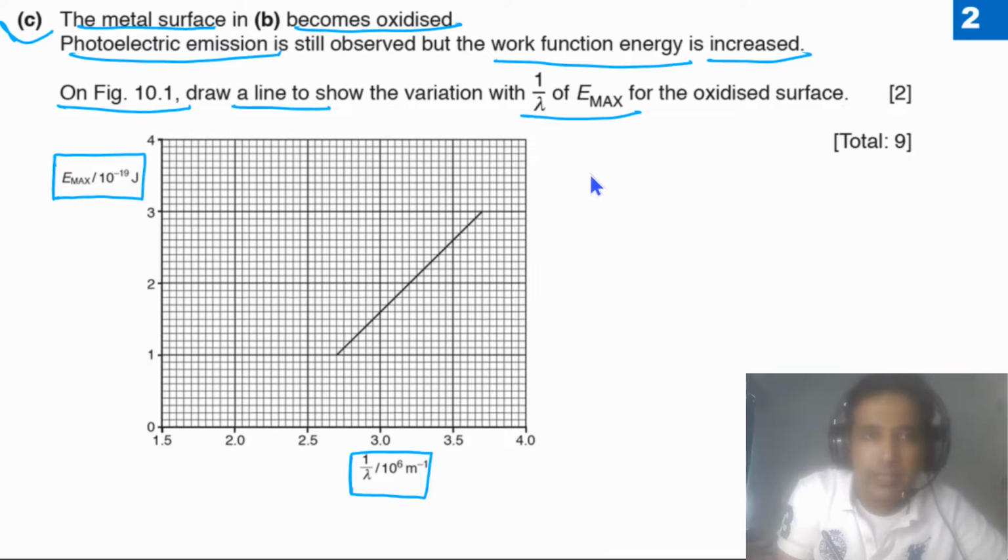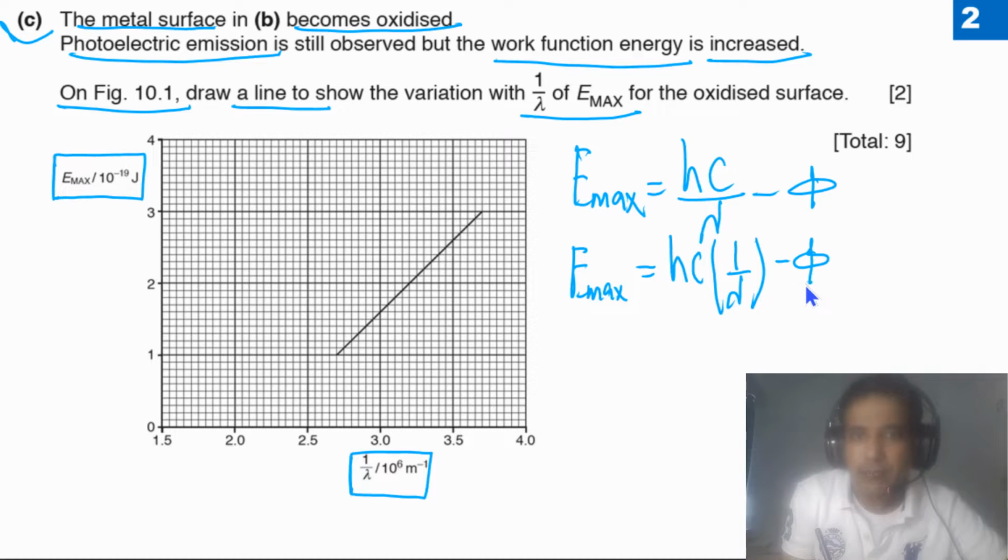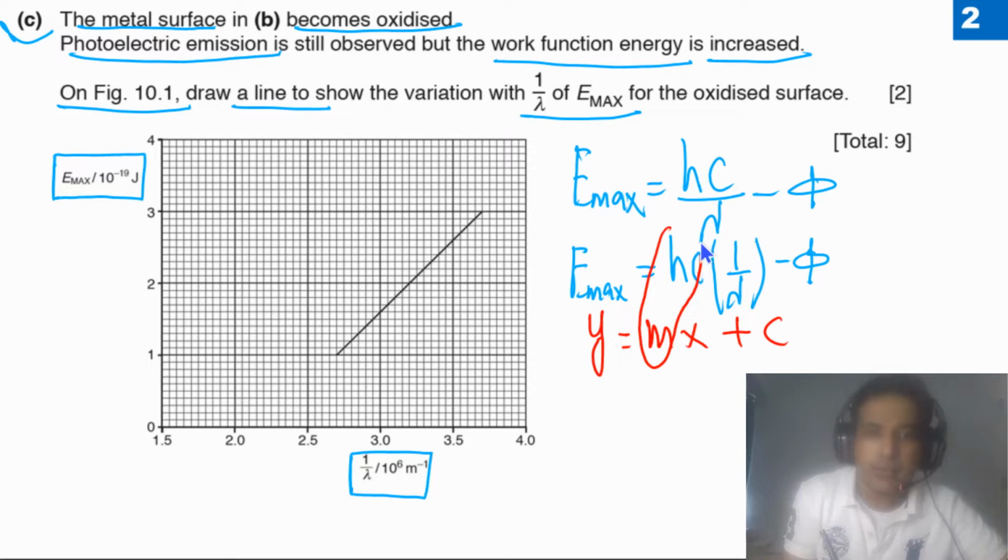First of all, we can write down Einstein's photoelectric effect equation. Emax is equal to the energy of the incident photon minus the work function. We can rearrange this a little: Emax is equal to hc times 1 over lambda, minus the work function. Now we can compare this with the straight line equation, y is equal to mx plus c. In this case, the gradient is positive, and the y-intercept is equal to minus the work function.